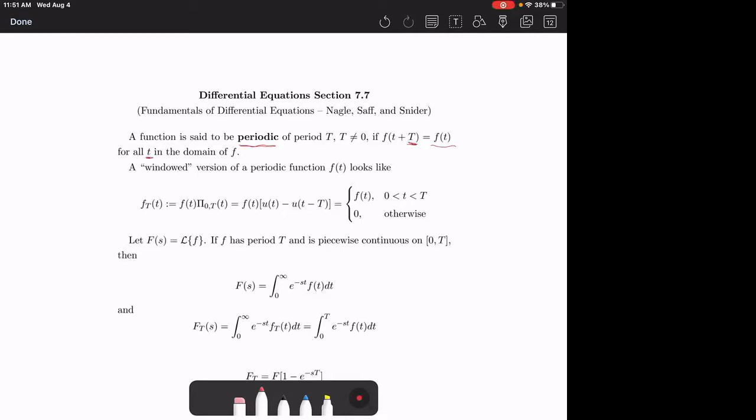For a periodic function, you can picture something like a sine wave, where it just keeps repeating itself. You can kind of chop it up into little windows where it keeps repeating itself. A windowed version of a periodic function looks like what you get when you just look at the period.